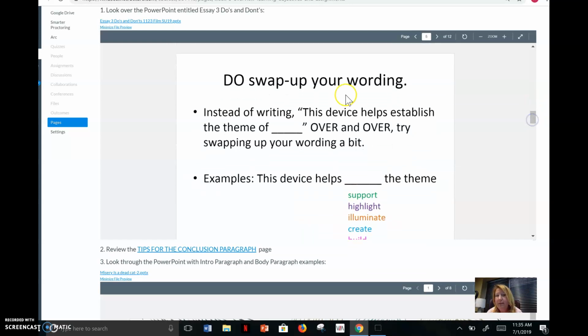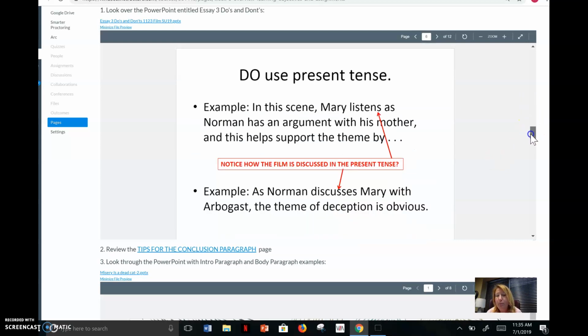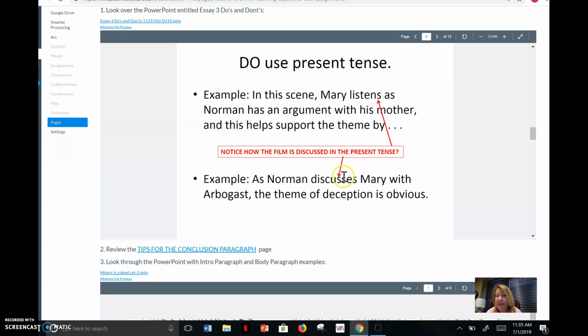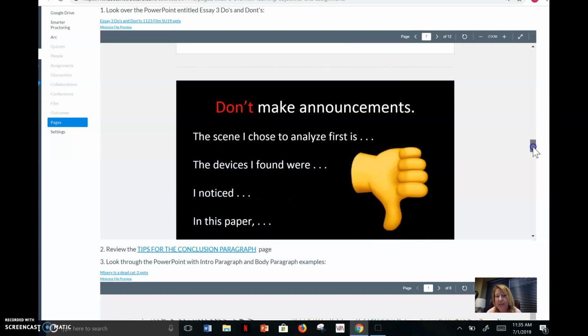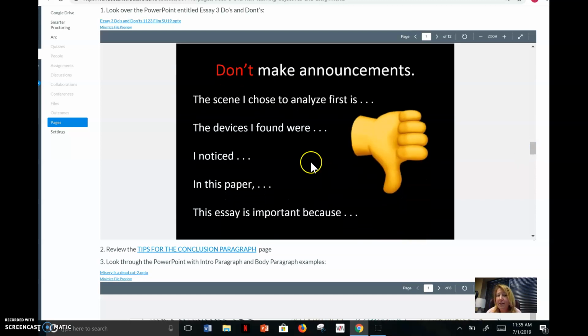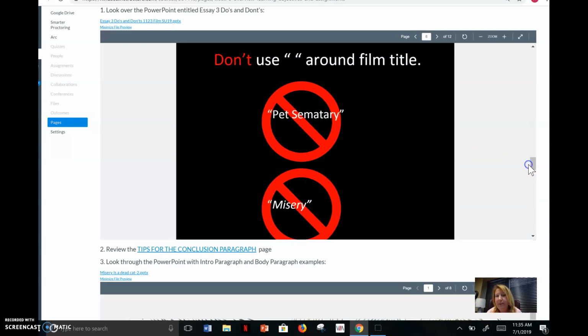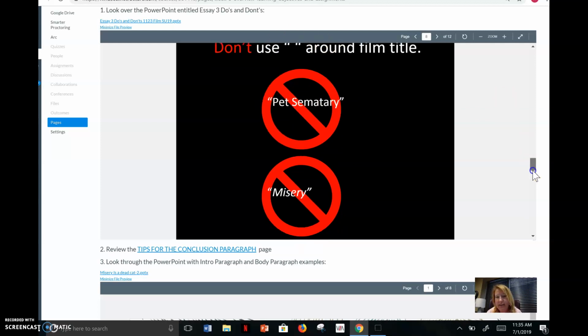Swap up your wording, okay, because you could say establish the theme of suspense over and over again. You could say it supports the theme, highlights the theme, illuminates the theme, creates, builds. Present tense. Norman discusses, listens, helps, support. Use your present tense. Don't make announcements. The scene I chose to analyze first is, the devices I found, where I noticed in this paper. We're using a lot of quotes around the title. We don't have to. Just italics.